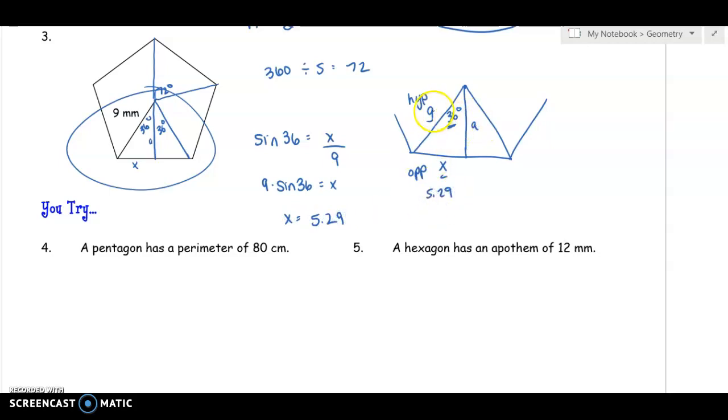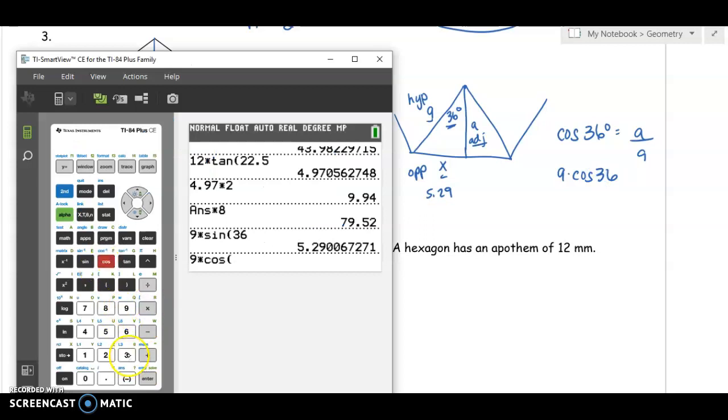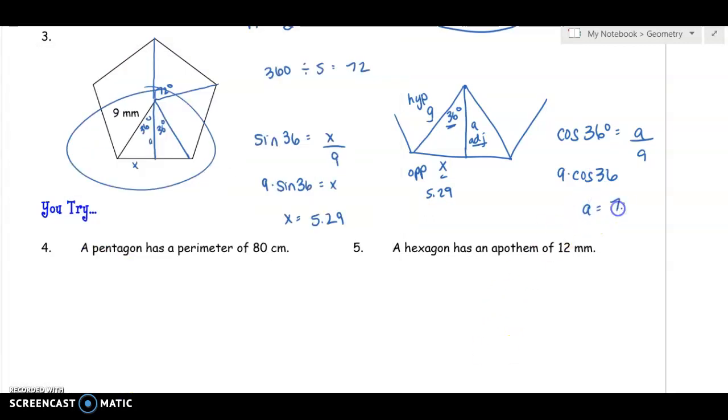Let's do the apothem. So we'll use 36, A, and 9. I would not use 5.29 since that was rounded. We want to have exact answers or as close as possible. A is the adjacent, 9 is the hypotenuse, so we're going to use cosine. Cosine is adjacent over hypotenuse. Cosine of 36 equals A over 9. Cross multiply, so you're going to do 9 times the cosine of 36. You can do that on your calculator like so. You're going to get 7.28. A is 7.28.